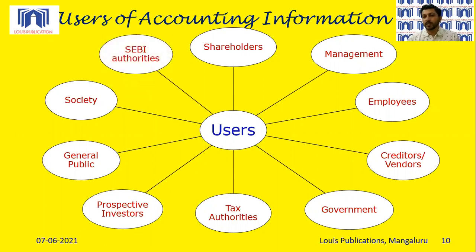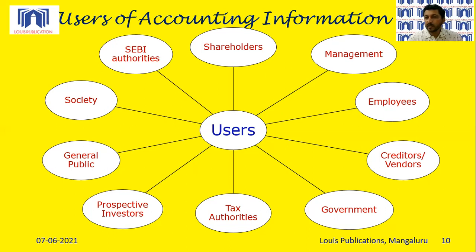Then we have the SEBI authorities, the Securities and Exchange Board of India. SEBI, we can say, governs the working of all the stock exchanges in India. So SEBI authorities will definitely look into the matters of the company and make use of the accounting information, because as per the Companies Act 2013, all public companies must be compulsorily listed. And if it has to list, it is SEBI which is going to put forward all the guidelines. So if the company is doing business for years together, SEBI would keep an eye on such businesses and see to it that all SEBI guidelines and all Companies Act rules of 2013 are followed by the company.